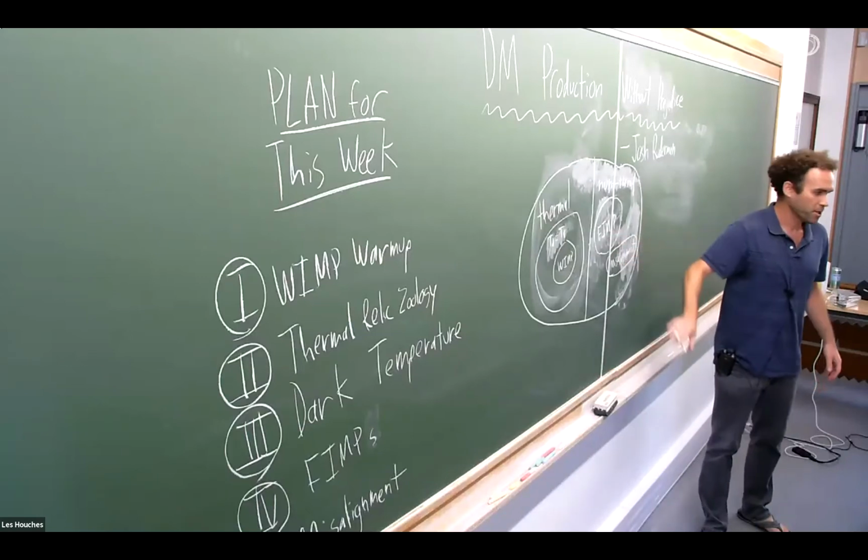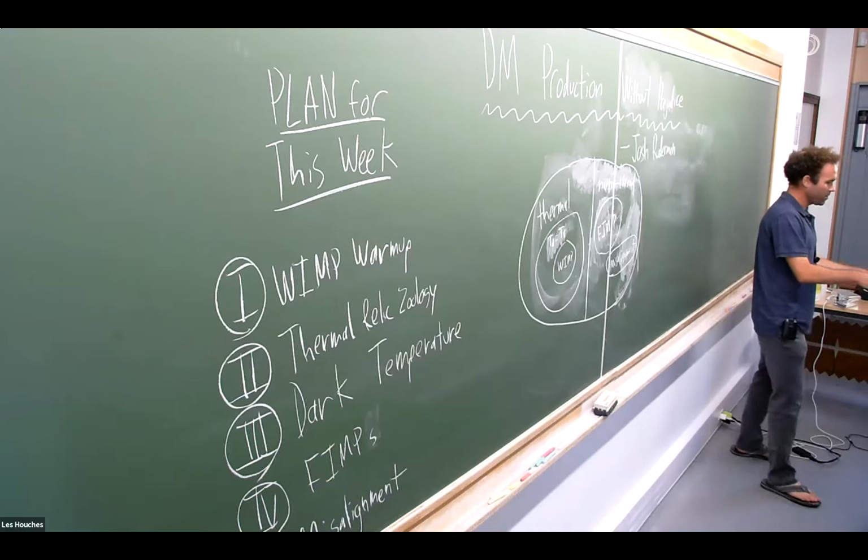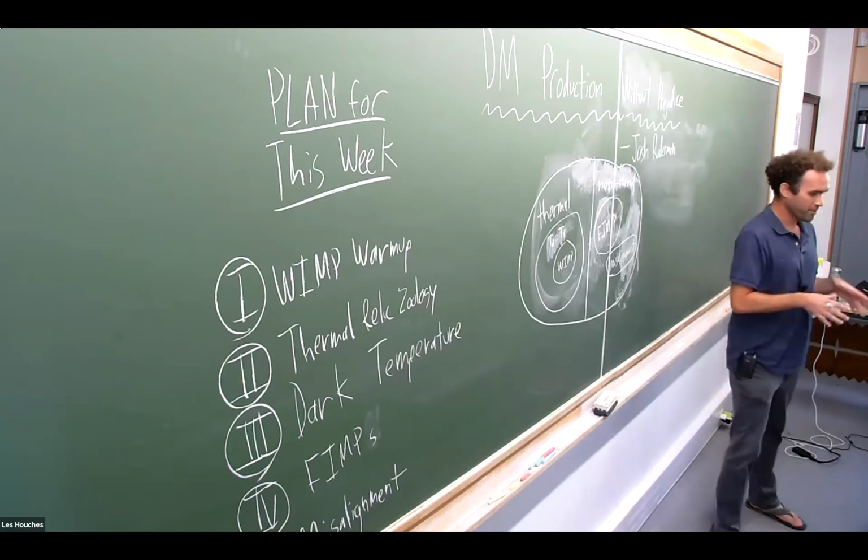And then misalignment, which can make axions. So we're going to start very close to the WIMP and then move further and further from it.